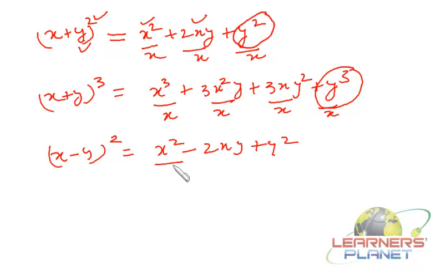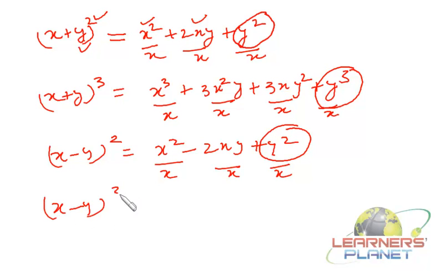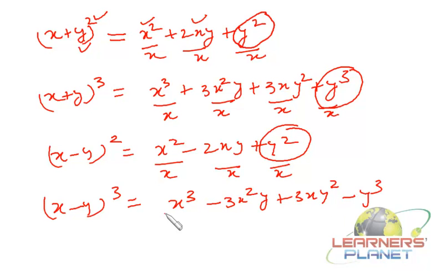So I divide it by x. Further I'll be getting remainder from this portion. Similarly, x minus y whole cube will be x cube minus 3x square y plus 3xy square minus y cube. So I'll be getting remainder from this part only. So it's very simple, friends.